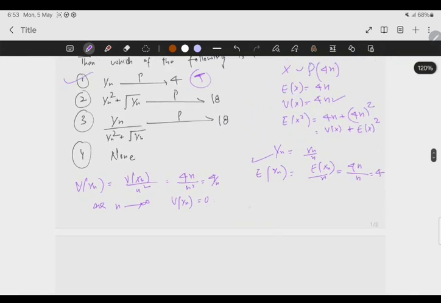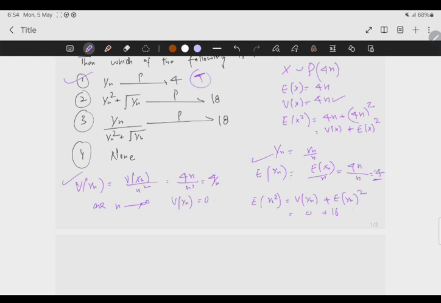Now what is expectation of Yn square? That is nothing but variance of Yn plus expectation of Yn whole square. What is variance of Yn? That is 0 from this. And what's expectation of Yn whole square? That is 4 square, that is 16.